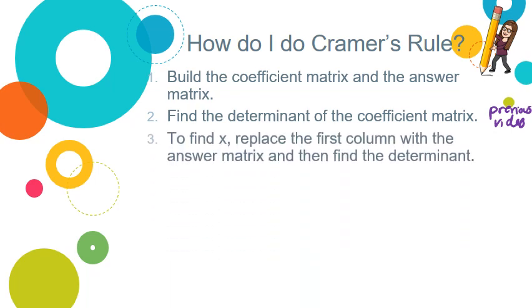The third step, to find x, we're going to replace the first column of the coefficient matrix with the answer matrix. Okay, so we're going to flip two columns. We're going to replace the first column with the answer matrix, and then we're going to find another determinant. So we've found two determinants so far.